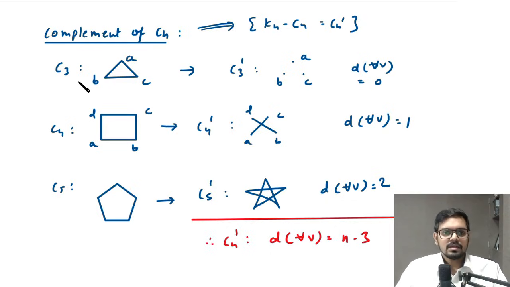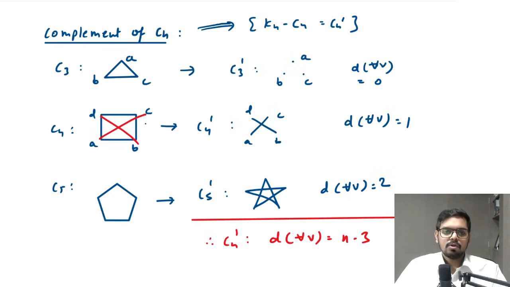When I draw C3 graph, this is the graph. The complement will have the same vertices, and then you have to remove the edges that are in K_n. So this is also present in K_n. So remove all the edges. This is the thing. What is the degree of every vertex? It is 0. C4 is this graph. K_n graph would look like this.